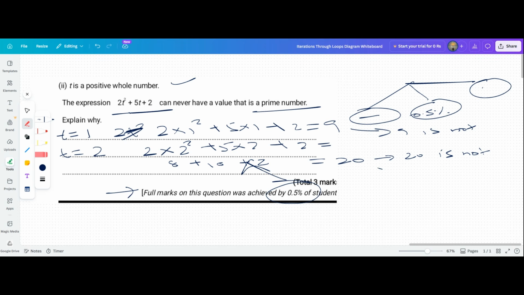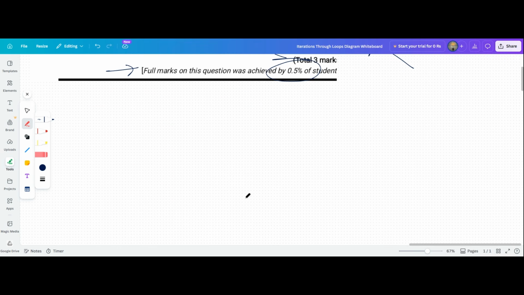But the problem is this is not a proof. We just plugged in two values, t is equal to 1 and t is equal to 2, and we can't say that it won't have a prime number value, because that is not a proof. So how to prove this? Okay, let's give a try.